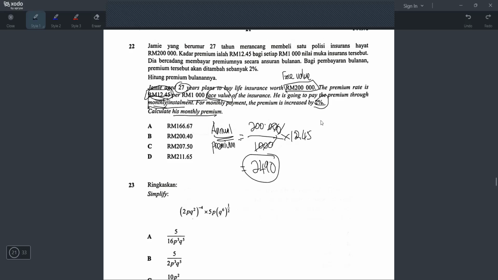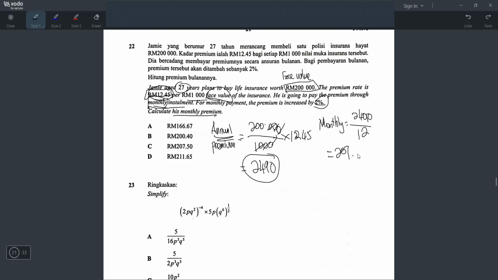1 year. So to get the monthly, I will take 2490 divide 12. But not just that. Because they say the premium increased by 2%. So I have to darab dengan 2%, right? Okay, most students will do like that. They will darab dengan 2%, right? Okay, but I want to suggest a faster way. Okay, tak apa, kita tekan 2490 bahagi 12 first. Let's tekan yang ni dulu. Don't do it fast. So we will get 207.5, right?